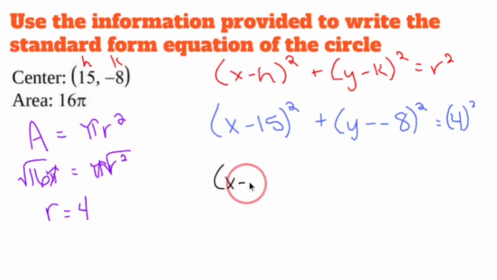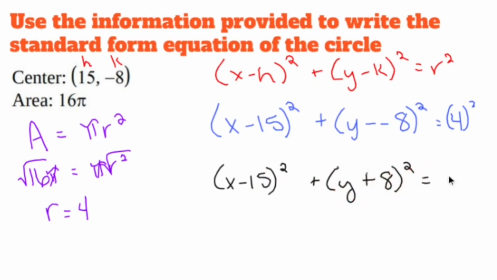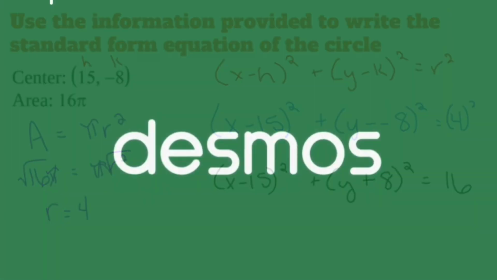(x - 15)² plus y, double negative is a positive 8, squared equals 16. That is the equation of a circle in standard form with a center of (15, -8) and an area of 16 pi, baby. Fun.